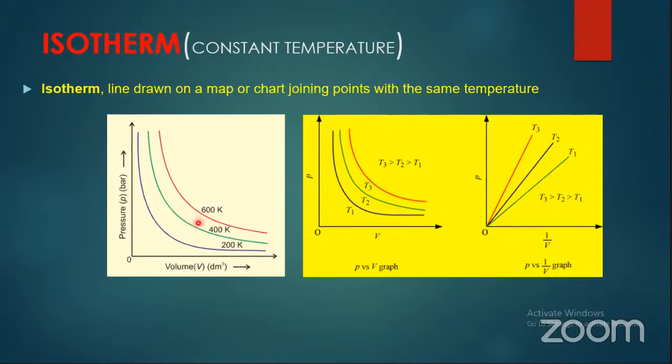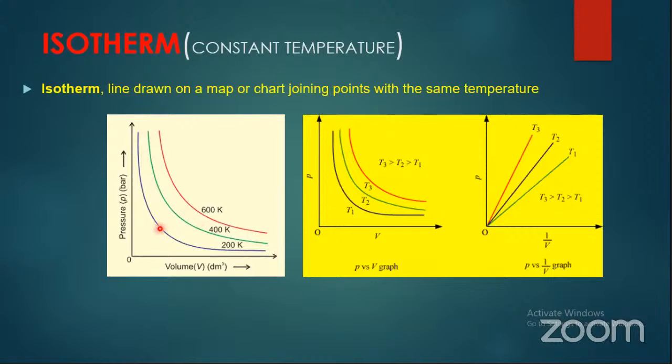Then the temperature is lowered to 400 Kelvin. Again at 400 Kelvin, pressure is decreased, volume is increased. So this red color curve is also following Boyle's law. This green color one is also following Boyle's law, and the blue color one also. But these three are different conditions, different temperatures. At 600 Kelvin, this is the curve, and at 400 Kelvin, this is the curve.